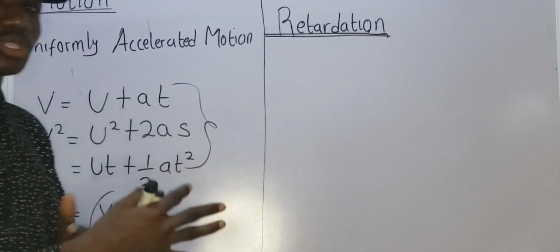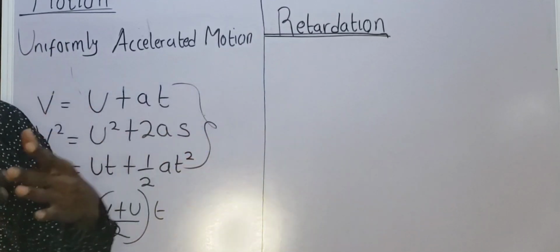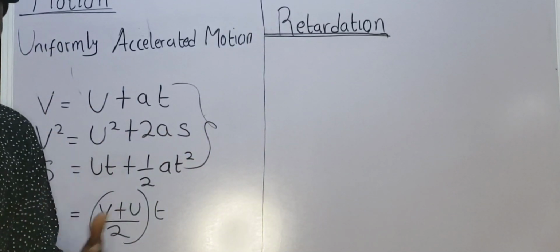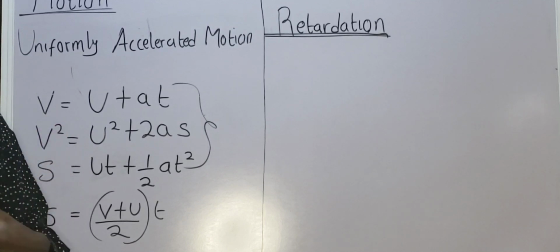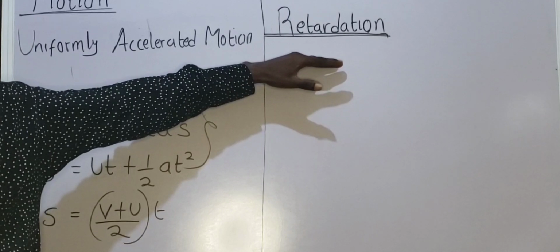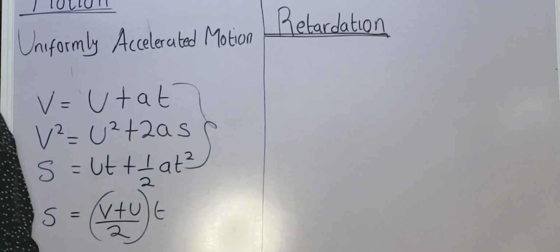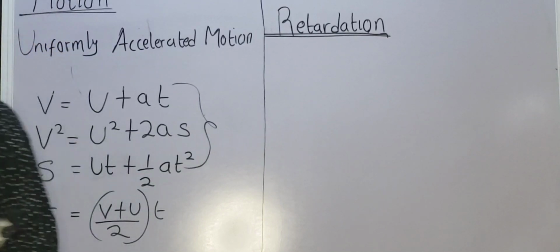It will have to reduce the velocity, Abi. That is what we call retardation. Retardation simply means negative acceleration. You understand? The type of acceleration that brings a body that is in motion to rest is what we call retardation. So the relationship between acceleration and retardation is that retardation is simply negative acceleration.